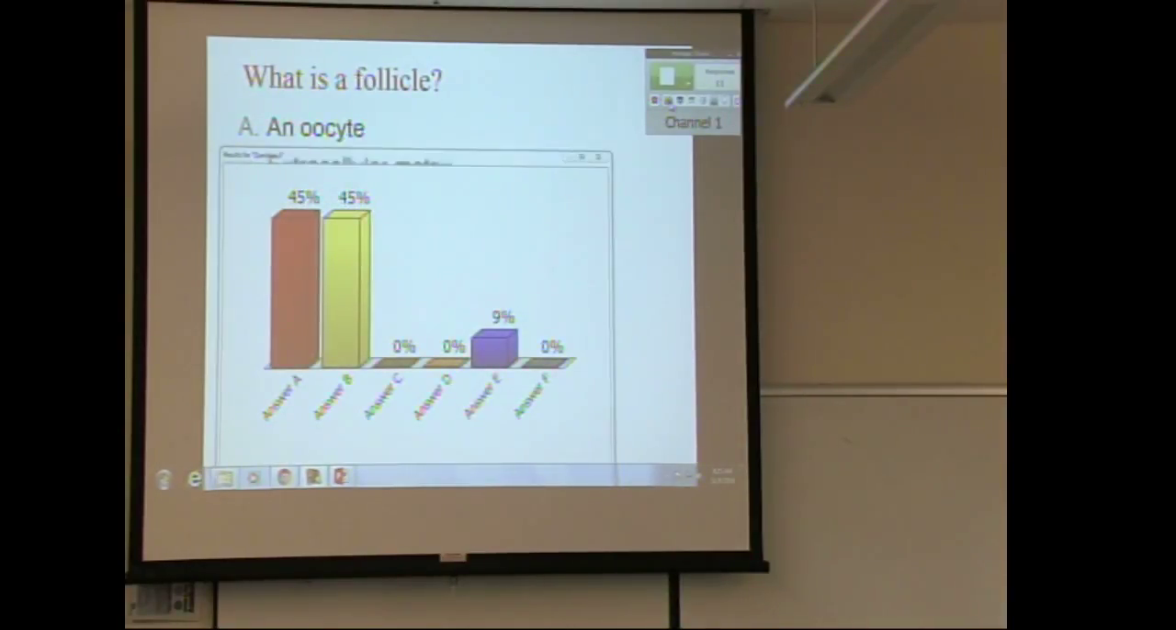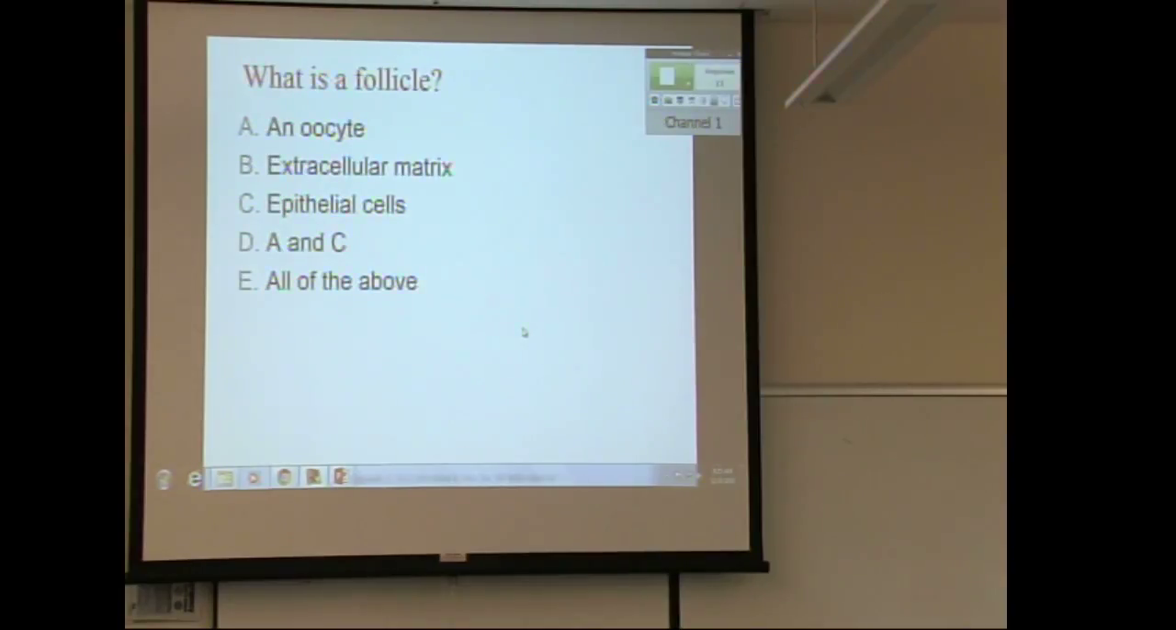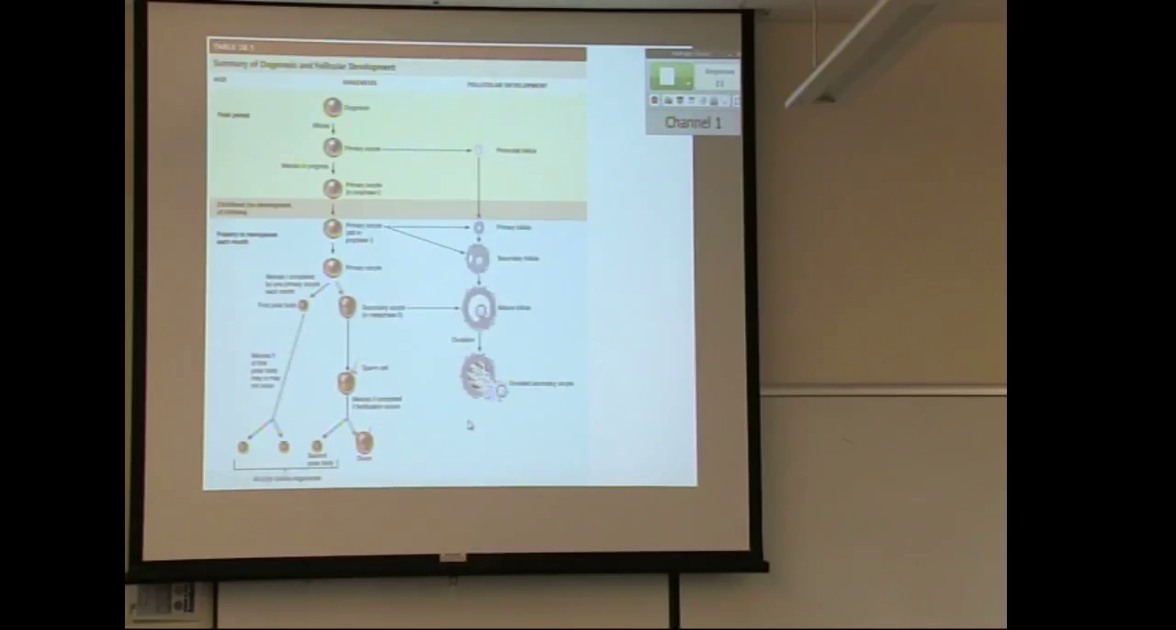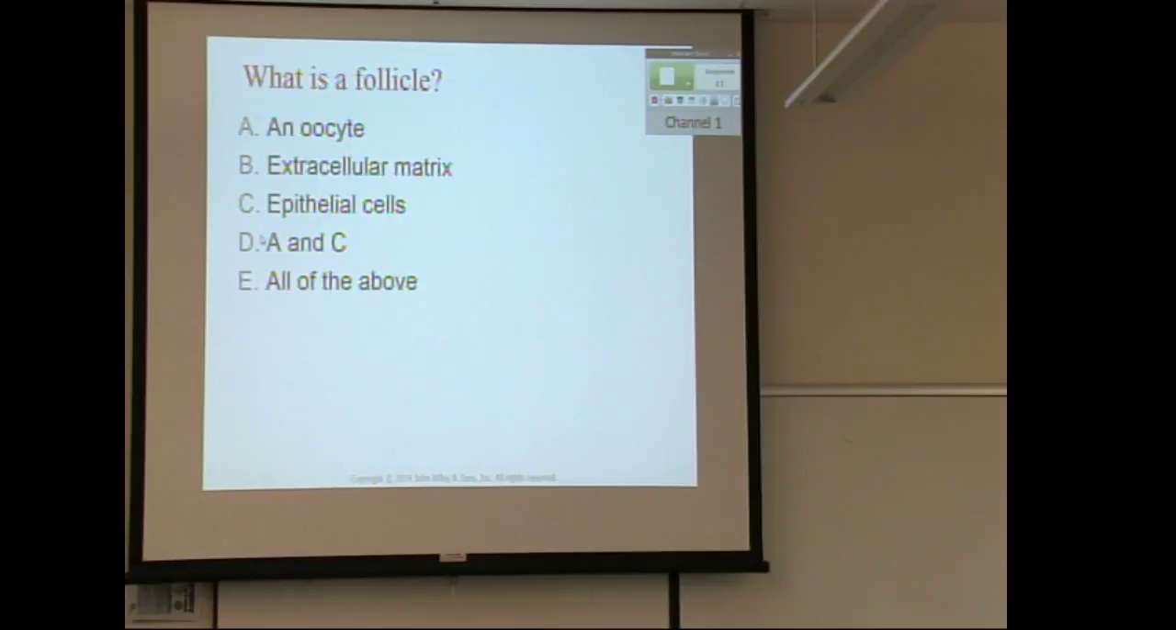All right, the answer is E. It is all of them. So let's take a look back here. There's the oocyte. The follicular cells, those are epithelial cells because they secrete fluid, a watertight barrier. And then outside of that is the connective tissue, which are stromal cells and collagen fibers. That's extracellular matrix. It's funny because almost everybody put D the first time, and I was like, oh, they'll just put E for the next one because they decide two were right.